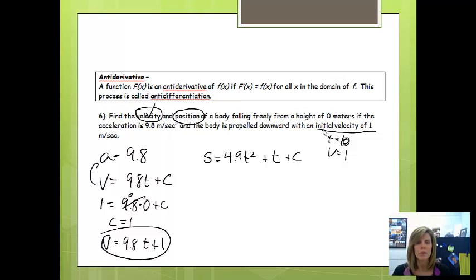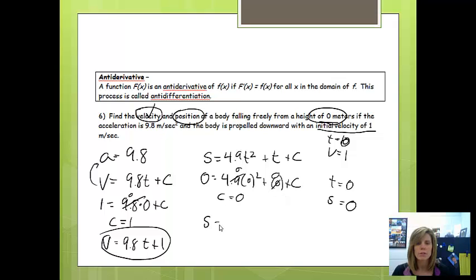All right, and once again, they gave me information, so I can actually find that. They tell me this was a position, so they told me it's falling freely from a height of 0 meters. So that means at time equals 0, the position is 0. It's just on the ground. So the position is 0 at time 0. Those will all be 0, so we see that c equals 0. So my position formula is 4.9 t squared plus t and then plus 0.